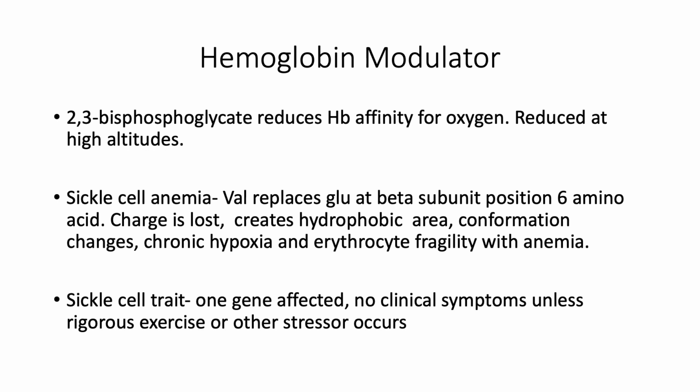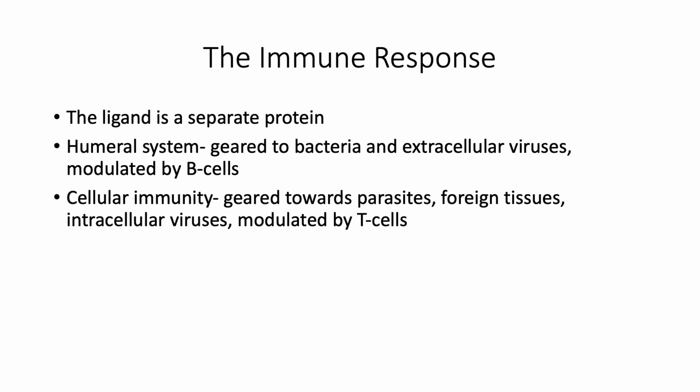So when you have the valine replace glutamate, you have a loss of the charge of glutamate, and you have an aliphatic nonpolar valine present. So you get a hydrophobic area occurring, a conformational change occurs, and as a consequence, a person can get sickle cell anemia, a disease, or sickle cell trait. Only one of the 2 genes is affected, and you only get clinical symptoms occurring if you've got a strenuous situation, hypoxia, or rigorous exercise. But if you have sickle cell anemia, you're under that particular stressor at all times.